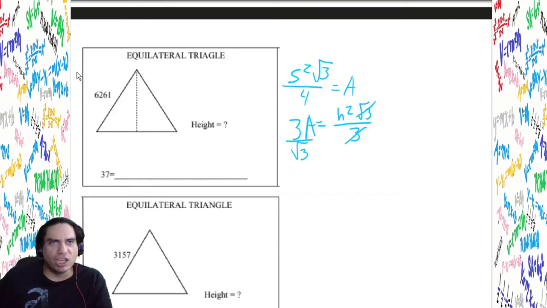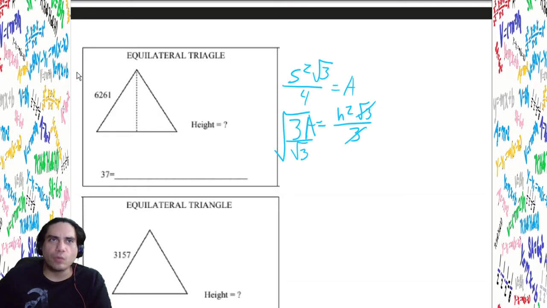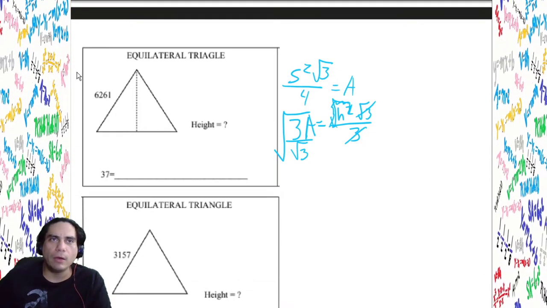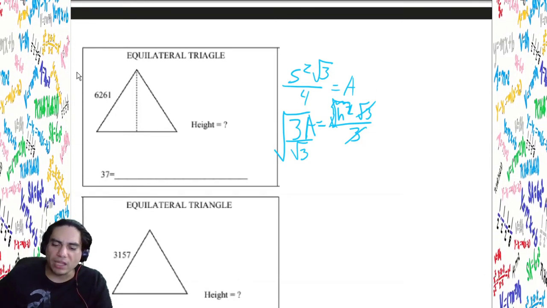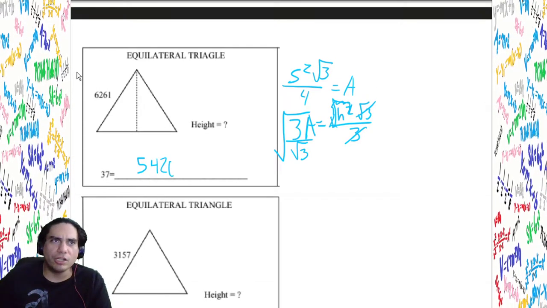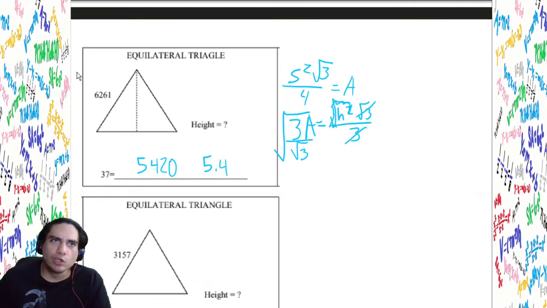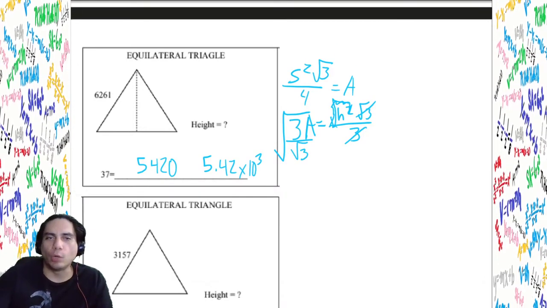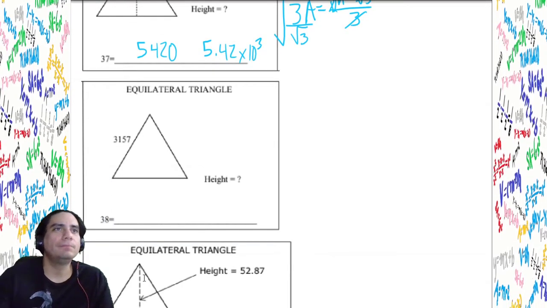We almost done. Last step, we got a square root. We're gonna square root. That's gonna cancel this bad boy out. So let's hit square root right there. And that seems completely reasonable. We got 5,420. Or 5.42 times 10 to the third. Easy work. Easy clap.